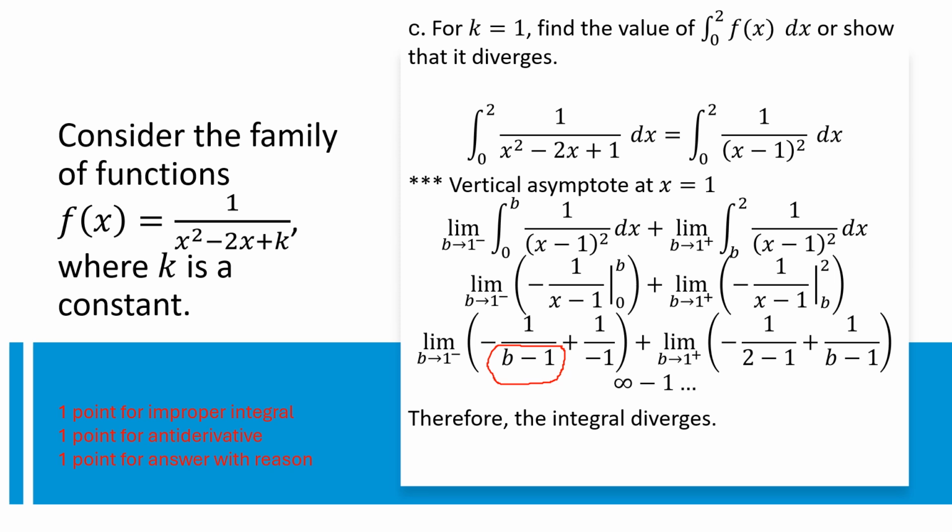All right, so I get 1 point for the improper integral setup, 1 point for the antiderivative, so actually integrating it properly, and then 1 point for my reasoning, which my reasoning is that it went to infinity, therefore it diverged. All right, so again, when it says reasoning, a lot of times that is just your math. You don't have to be super wordy.